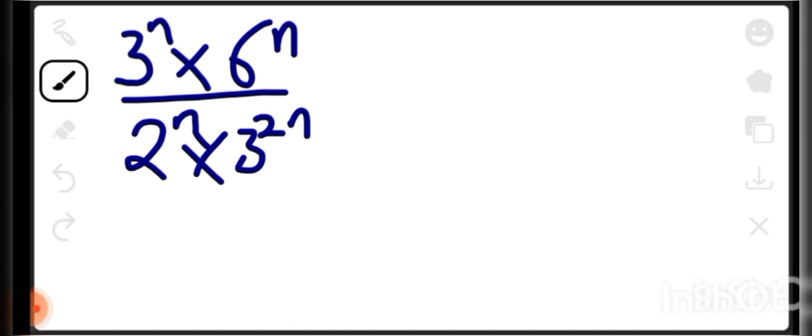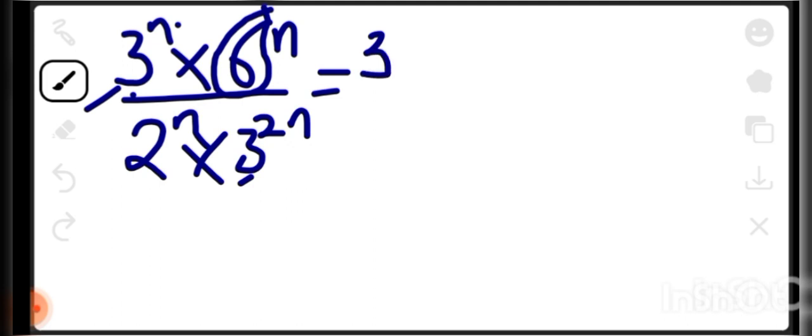So let's go. The first thing I'm going to do here, we have 3 here and we have 3 here. That's already good to go. We can just say 3 raised to power n divided by 3 raised to power 2n, that's 3 raised to power n minus 2n. We're already solving mathematics. But wait, let me first reduce that 6. We can reduce that 6 this way.